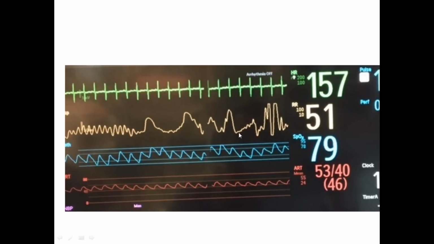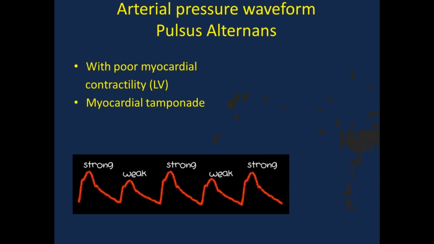So that's actually a snapshot of the screen. That's a normal waveform. So you have the upstroke of systole and the downstroke of diastole, and I have normal blood pressure. Now I will show you some abnormal waveforms to know how to differentiate between normal and abnormal.